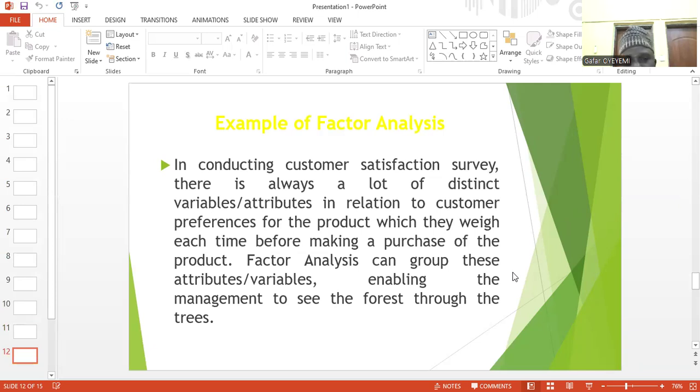Another example is conducting a customer satisfaction survey. We know that there is always going to be a lot of variables in relation to customer preference for a particular product, because they weigh these items, these variables, before they purchase a particular product. So factor analysis can help us in grouping these attributes, or what we call variables. And this will enable the management to see the forest through the trees. That is, it gives them a better understanding of the customer preference, or what the customer is actually looking for in their products. So those are the two typical examples for factor analysis.